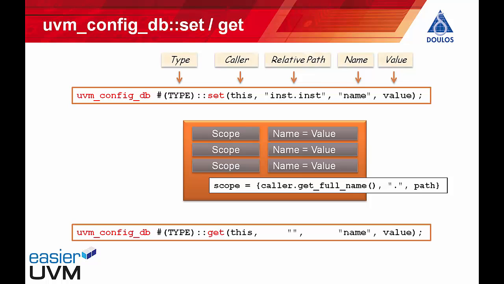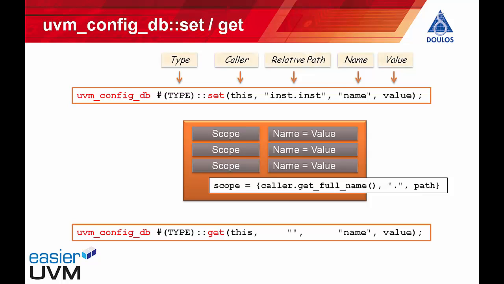You can see that there's a lot of symmetry between set and get. They each have 4 arguments and a data type that's used to parameterize UVM config DB. The type here is the type of the parameter value. So in any call to set or get, the final argument, which is the value of the parameter, will be of the type given as an argument to UVM config DB. Then the first 2 arguments to set identify the scope in the configuration database, and the third argument is a string identifying the name of the parameter.